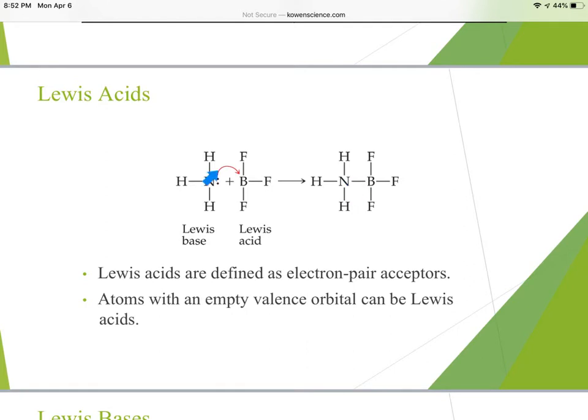In order for them to form a bond, this has to give an electron for this to match up. So because this one is giving up electrons, this is an electron donor, this is a Lewis base. Because this one right here is accepting the electron, this would be the Lewis acid.